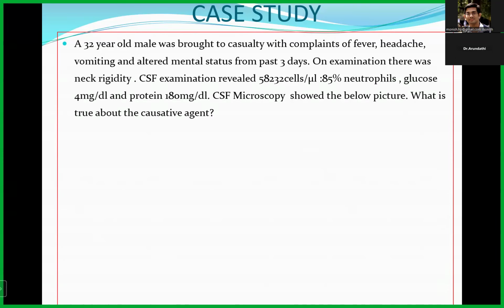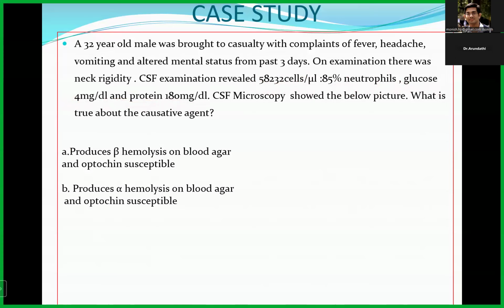So here we can see a case of a 32-year-old male who was brought to casualty with complaints of fever, headache, vomiting, and altered mental status for a duration of say 3 days. On physical examination, they noticed there was neck rigidity, and CSF analysis revealed a really increased cell count of 58,000 plus cells, where predominant cells, that is 85%, were neutrophils. And we can observe there is a marked decrease in glucose concentration, increase in protein concentration. They have also provided a microscopy of the CSF sample, and they want us to answer what is true about the causative agent.